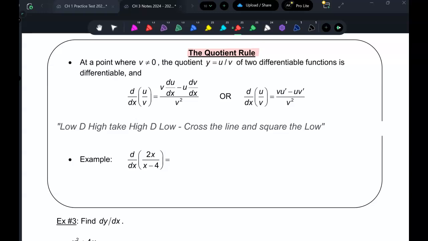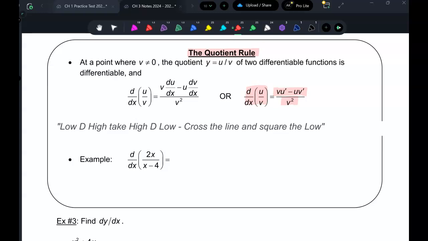Okay, so now we're going to do the quotient rule. So here it is. What we do is we take the denominator. Okay, so here's the rule. We take the denominator times the derivative of the numerator minus the numerator times the derivative of the denominator, over the denominator squared.